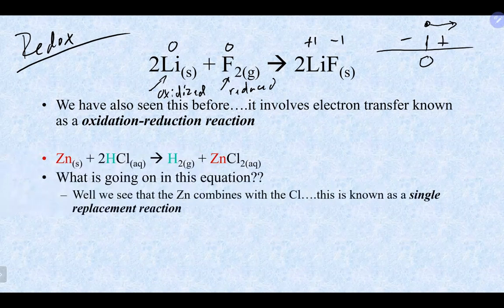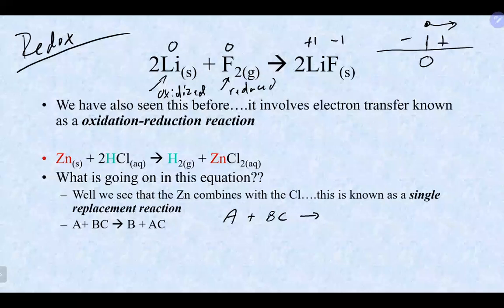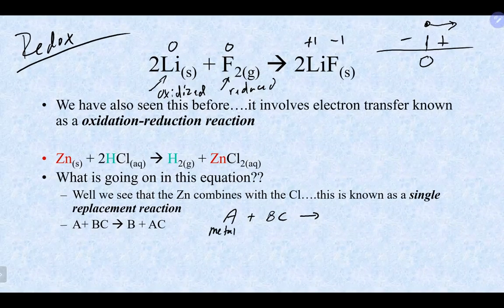We also look here. This type of reaction is what is known as a single replacement reaction. A single replacement reaction basically has the general formula of A plus BC goes on to the other side. If this was a metal, this would have no oxidation state. This would be an ionic compound. It would come in and kick out the positive guy like we've talked about, make a new ionic compound, and this guy would come out by itself with no oxidation state.